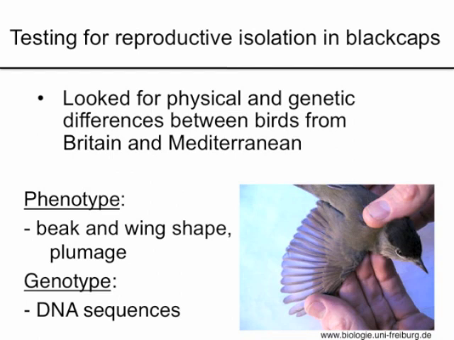For physical differences, they measured things like beak shape, beak size, and wing shape, and they looked at plumage, so coloration, things like that. And then they also did genetic tests. They looked at DNA sequences and looked to see if there were differences between the groups.